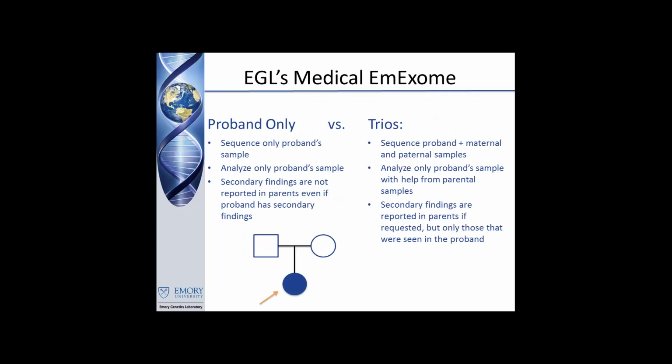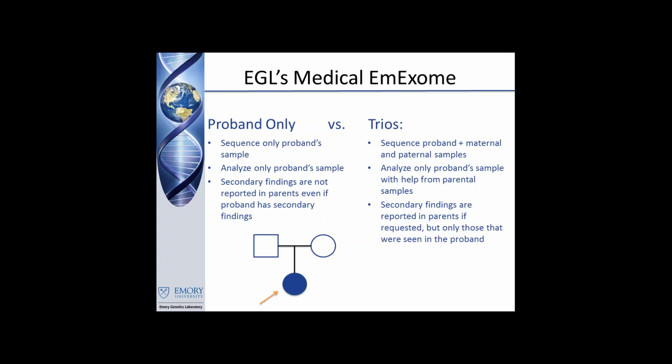So what's the difference between the Proband Only and the trios? When we get a Proband Only sample, we only sequence and analyze that Proband sample. Parental samples can be sent along with that, and we can sometimes use that for targeted confirmation of variants that we find that we feel could be phenotype related, so related to that patient's phenotype. But secondary findings won't be reported in the parents on these because we're only using those samples for confirmations of phenotype-related variants.